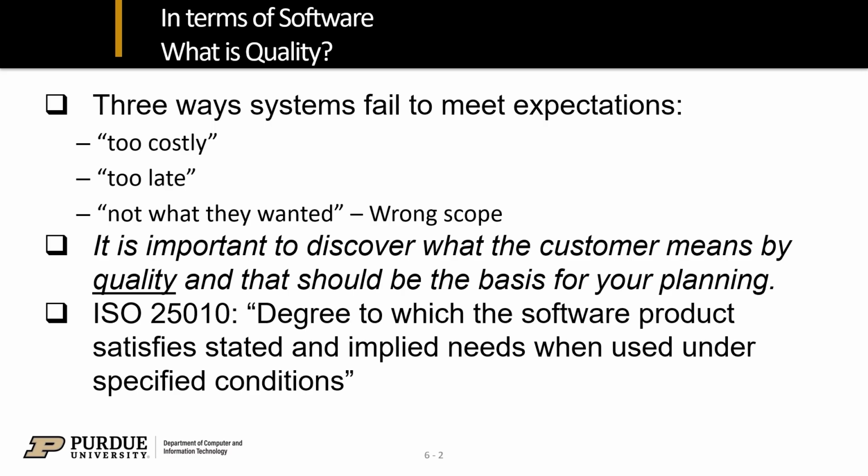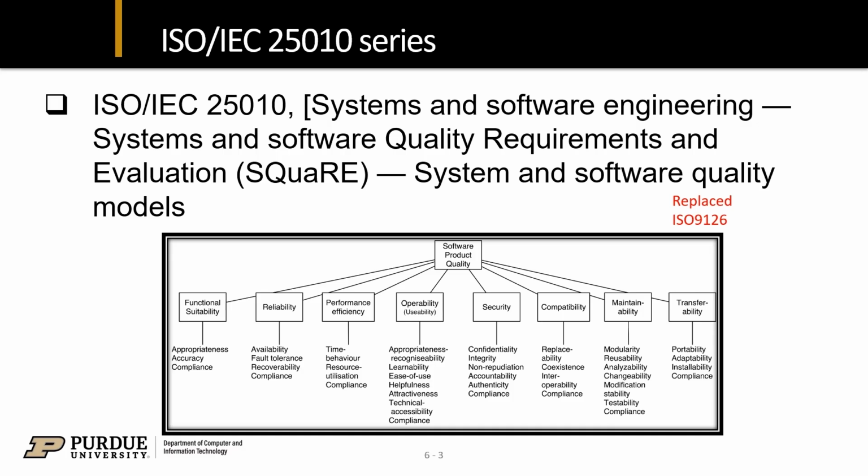Well, ISO in 2011 released 25010. And their definition of quality is the degree to which the software product satisfies stated and planned needs when used under specified conditions. We have the ISO 25010 series of standards, which basically relate to specific systems and software engineering quality. They like to call this SQuaRE for short.